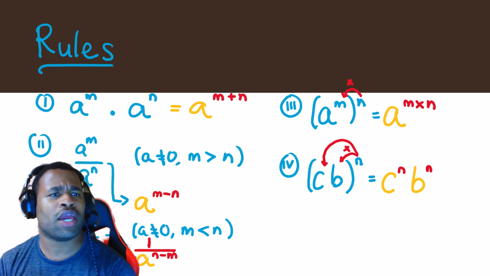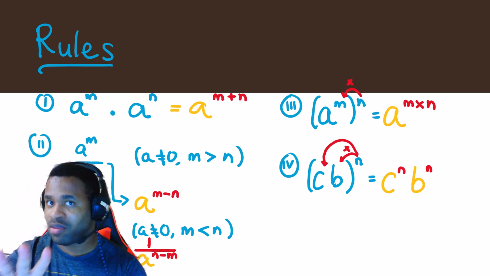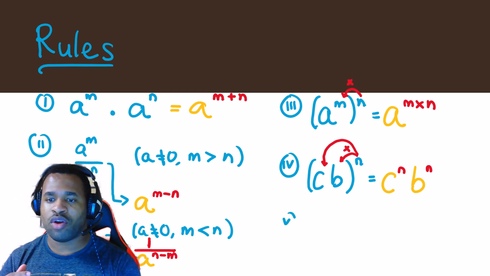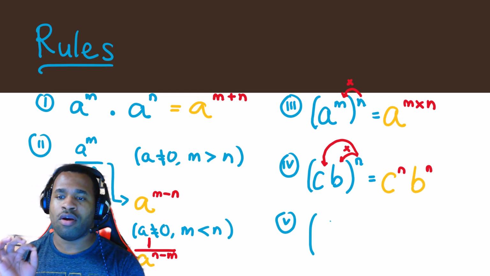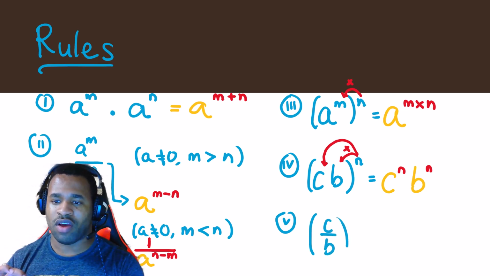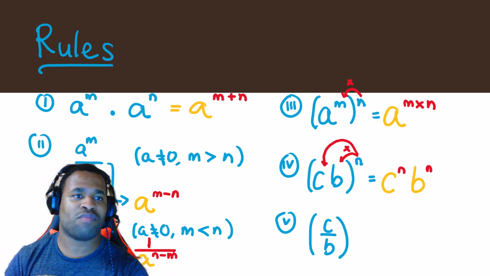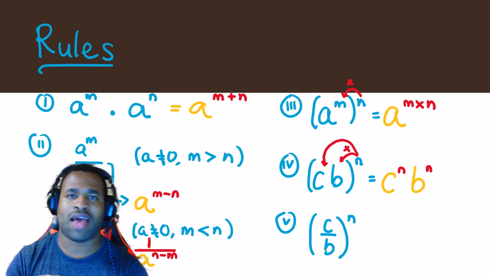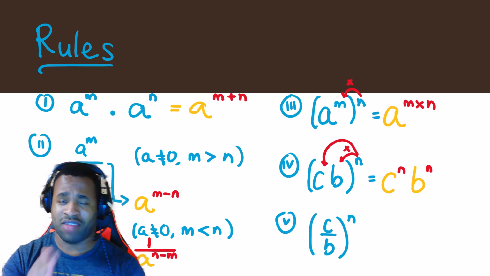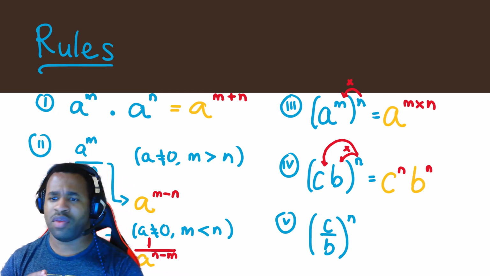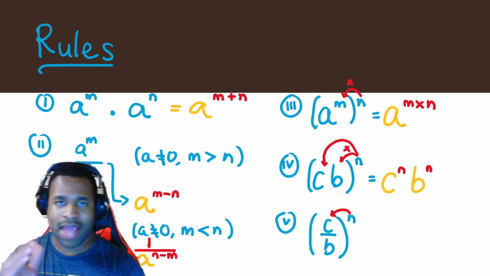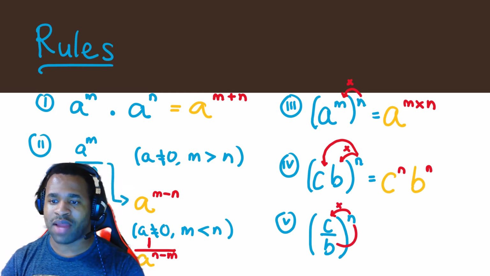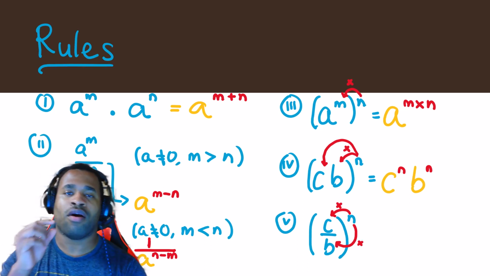And the final one here implies the following, where instead of multiplying 2 or more bases, we are dividing the bases. When we have our exponent n, we're going to distribute it to everything inside the bracket, both the numerator bases and the denominator bases. We'll have our n multiplied by the exponent for C, and our n multiplied by the exponent for B.